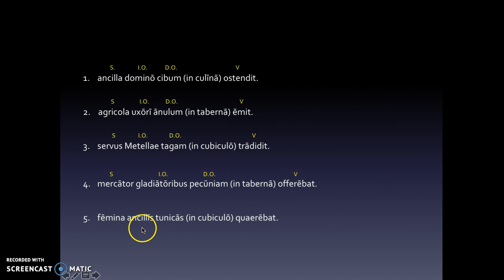All right, femina ancillis tunicas in cubiculo quaerebat. So in cubiculo, prep phrase. How do we know? Because this is an ablative and it's going with a preposition. So I'm going to put parentheses around it and leave it alone after that. Femina is the subject. Ancillis, this is an ibus-type ending, is. It could be dative plural, could be ablative plural, but there's no preposition next to it. So it's dative plural and therefore our indirect object. Tunicas, accusative plural, so it's our direct object. Quaerebat ends in a T, clearly our verb. So the woman was searching for tunics for her slave girls in the bedroom.